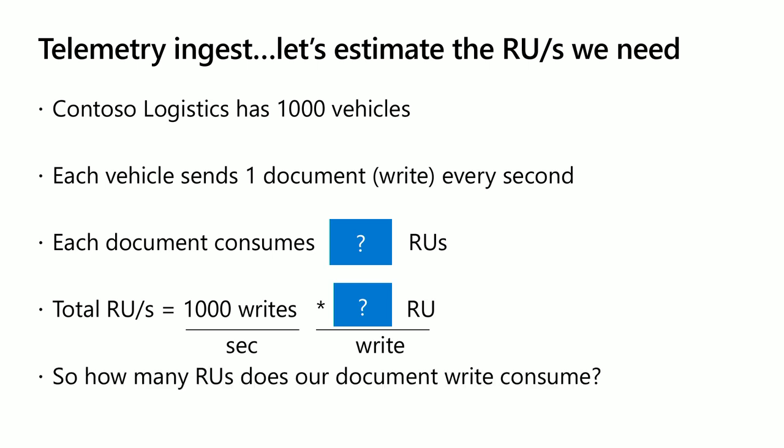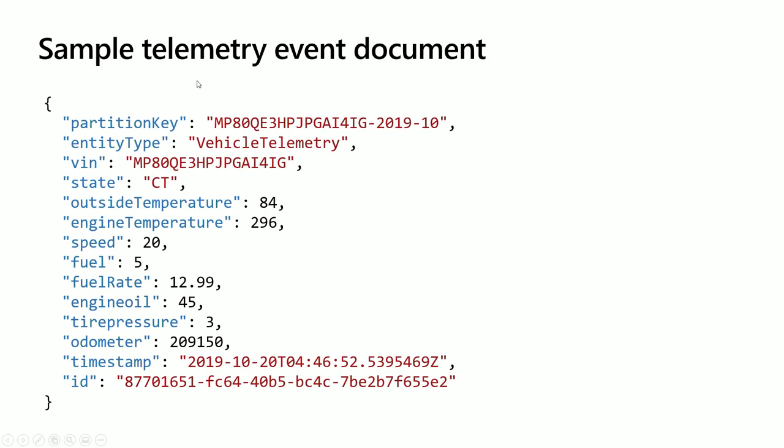if we do a write against Cosmos DB, how many RUs does the document consume? The first question, you can't answer this until you know what the document is. So I'm going to tell you that for our use case, we're going to have a sample telemetry event document that looks like this. It just has some info about the vehicle, the VIN, the state it's in, and some data about where it is on the road, speed, et cetera. Things you might want to know about a vehicle to track on the road. Okay, so we have that, and now we need to figure out the next missing piece, which is how to actually get the RU charge.